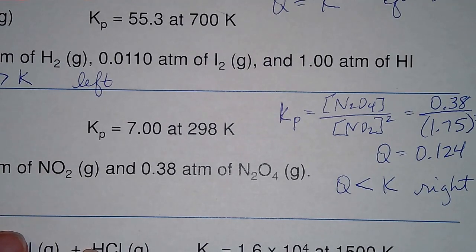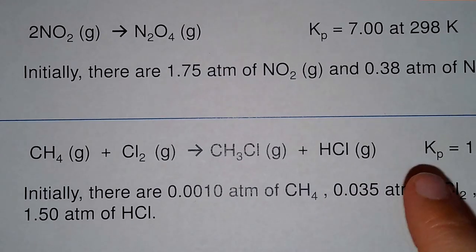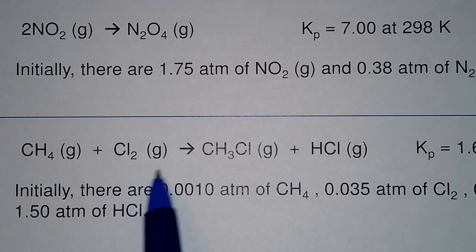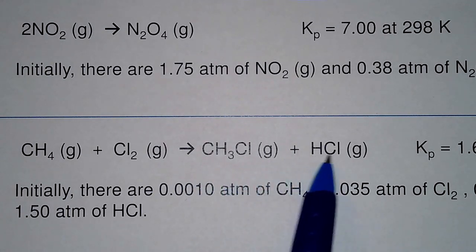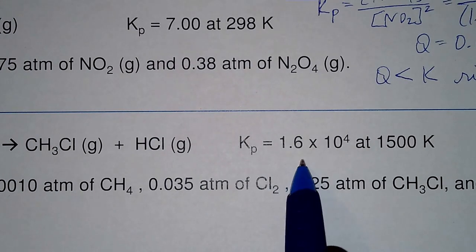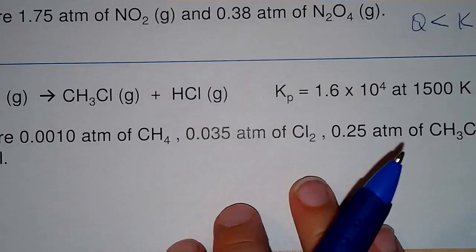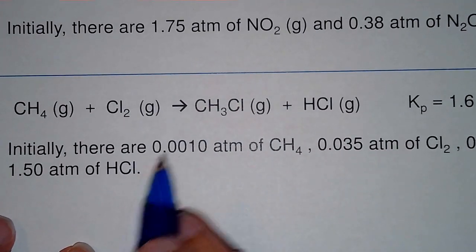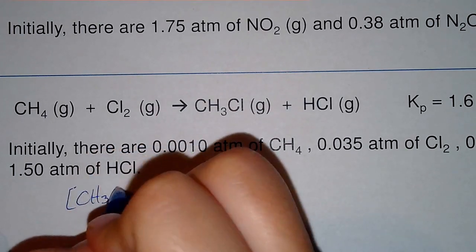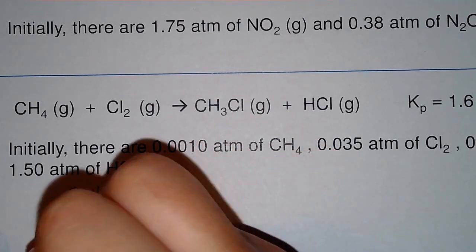And then our last one, CH4 plus Cl2 produces CH3Cl and HCl. Alright, here's our Kp, 1.6 times 10 to the 4th, so a fairly large Kp value. All of these are gases, so they're all going to go into our expression. CH3Cl times HCl over CH4 times Cl2.